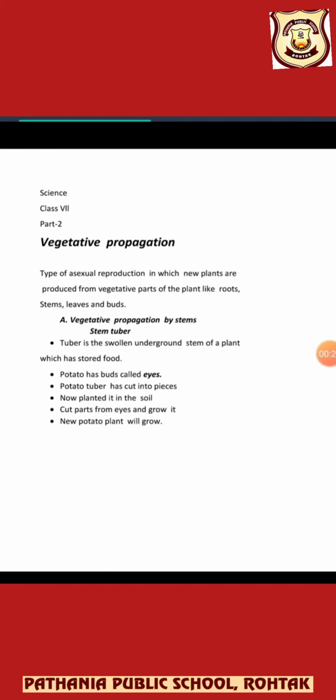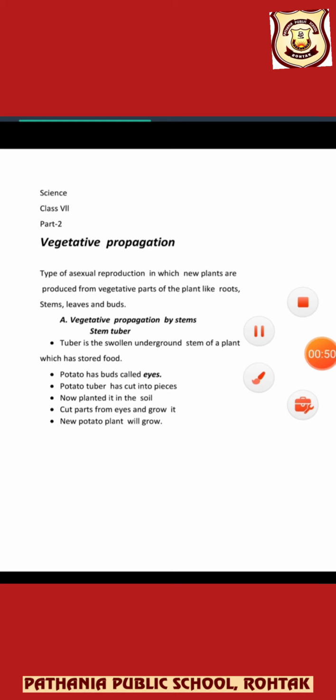Vegetative propagation. We have done earlier asexual reproduction in plants and sexual reproduction in plants. That was the introduction only. In asexual reproduction, we have done fragmentation, spore formation, as well as budding also. So we are on vegetative propagation. What is vegetative propagation, beta?